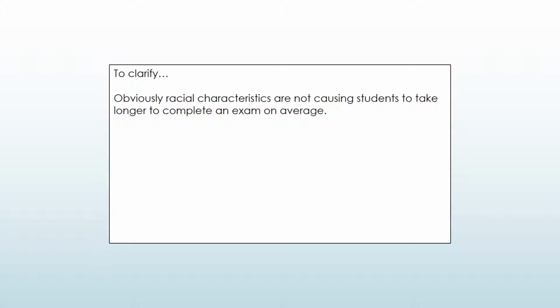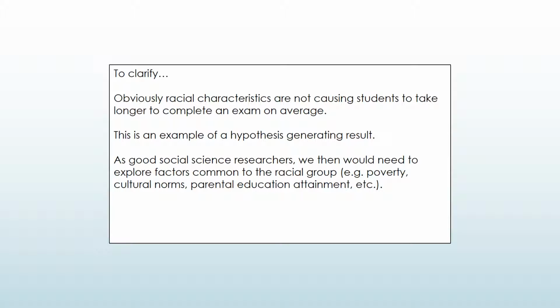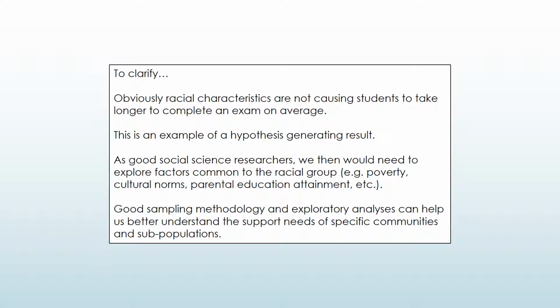To clarify, obviously racial characteristics are not causing students to take longer to complete an exam on average. This is an example of a hypothesis generating result. As good social science researchers, we then would need to explore factors common to the racial group, for example, socioeconomic status, cultural norms, parental education attainment, etc. Good sampling methodology and exploratory analysis can help us better understand the support needs of specific communities and subpopulations.